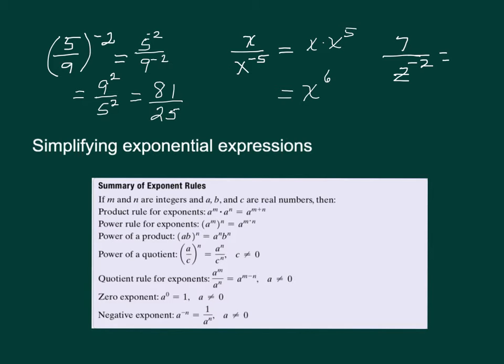7 over z to the negative 2. Well, the 7 stays where it is. The z moves to the attic, and the 2 exponent goes from negative to positive. So here we have all of the rules for simplifying exponential expressions. Pause the tape, review these, because you have to know them. Review them, and then move on to the next slide.